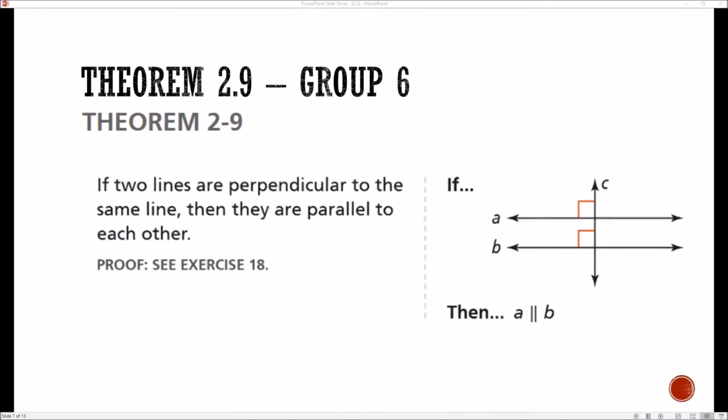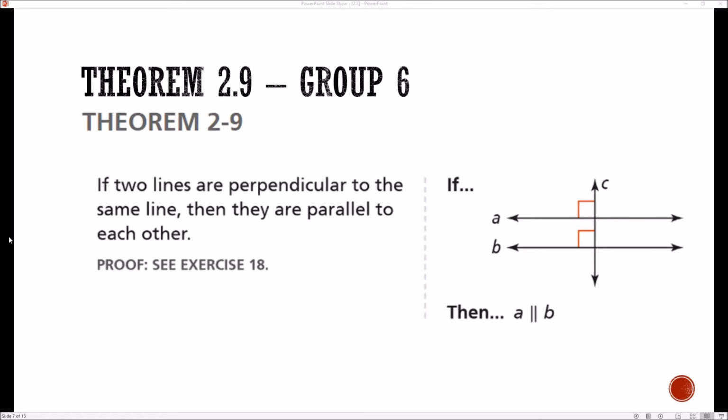Alright, let's use 2.9 and 2.8 in a real-world example to show that they're true. This is exactly what I'm looking for. If you're in group 5 or 6, I want you to go on Google or find an image that's appropriate for school that you can use to show that 2.8 and 2.9 support each other and work together.